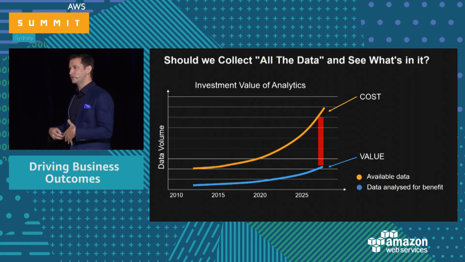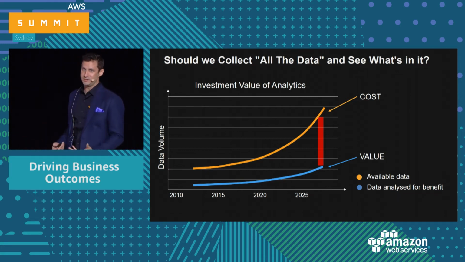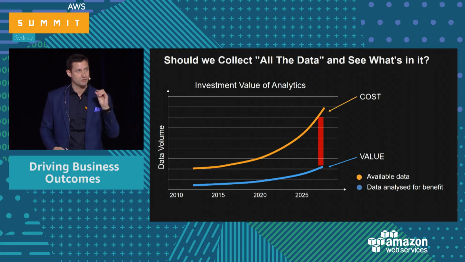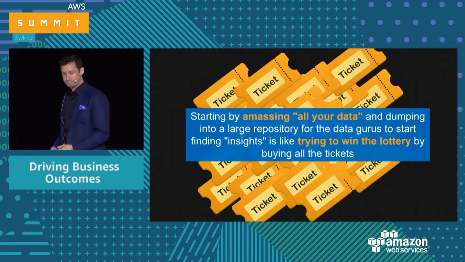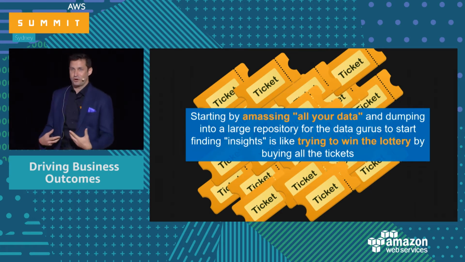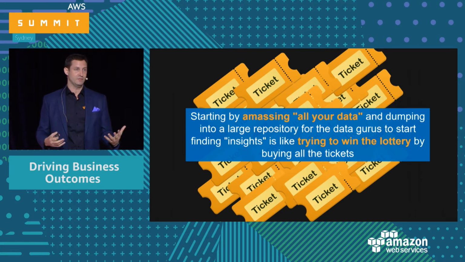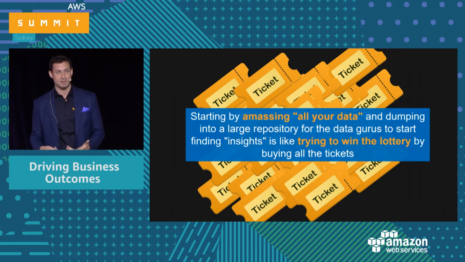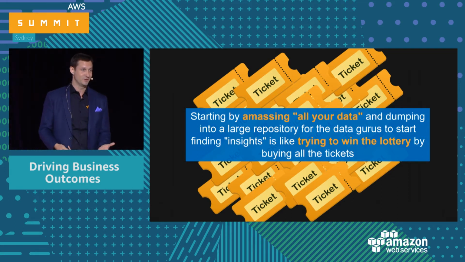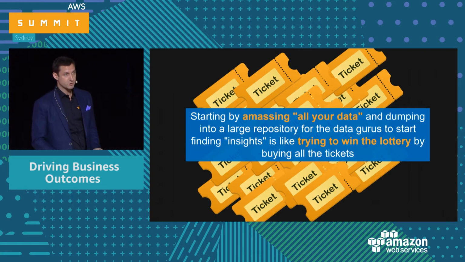Rather than trying to incur all the cost of capturing all the data in the world, can we just narrow down to the data that will matter? Let's look at how that's done. Starting with, let's capture all the data, and then question mark, profit. To me, it's like trying to buy all the lottery tickets to win the lottery. You can do it, it's just a really expensive way to do it. So what's a better way to start?